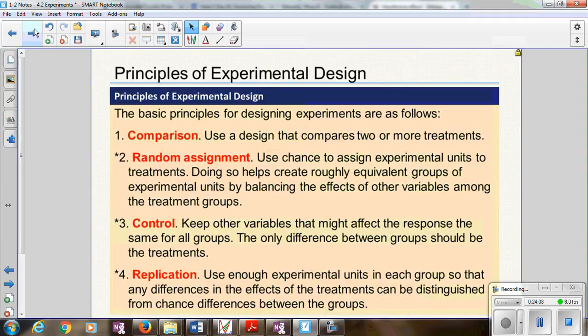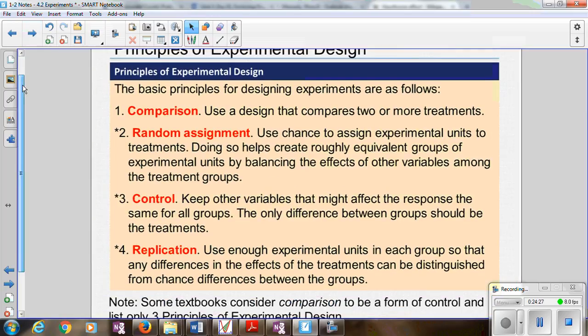There are essentially 4 elements or principles of experimental design. Comparison is one of them, but some textbooks actually lump comparison into control. So sometimes you'll just see that there are three aspects or three principles to experimental design.